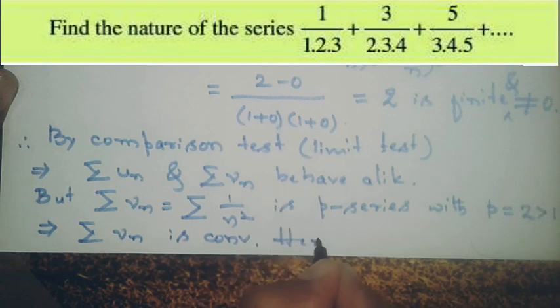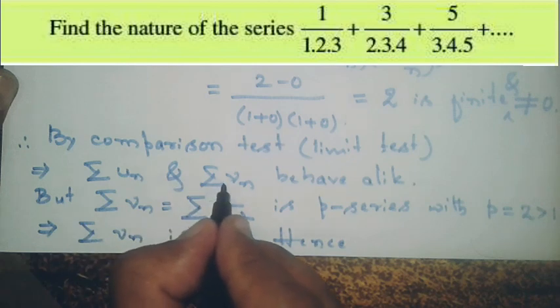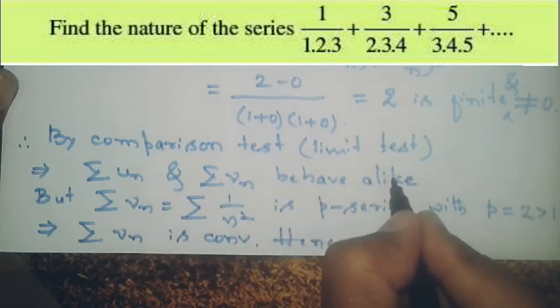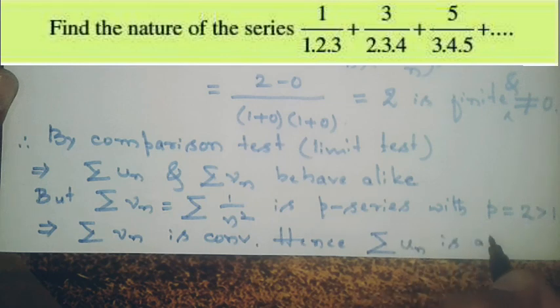Hence, by the so-called comparison test, summation un and summation vn both have the same nature. They behave alike. Therefore, when summation vn is convergent, it implies the given series summation un is also convergent. So this completes the solution of the first problem.